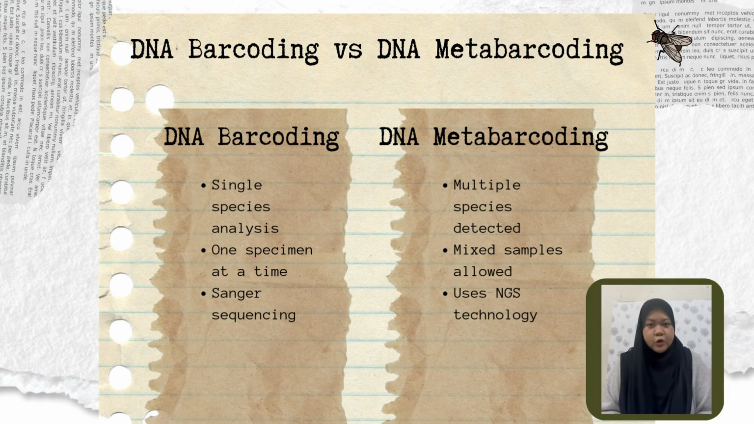To overcome these problems, molecular approaches are used. DNA barcoding identifies a single species from one specimen at a time, usually using Sanger sequencing. In contrast, DNA metabarcoding allows multiple species to be identified simultaneously from mixed samples using next-generation sequencing. This makes metabarcoding faster, more efficient, and more suitable for complex forensic samples.